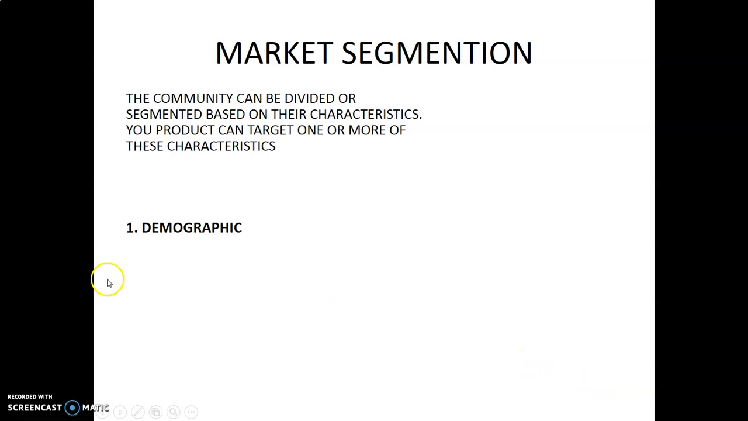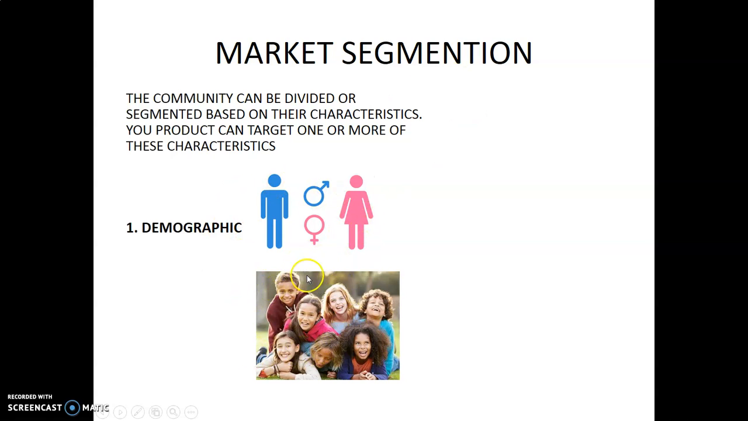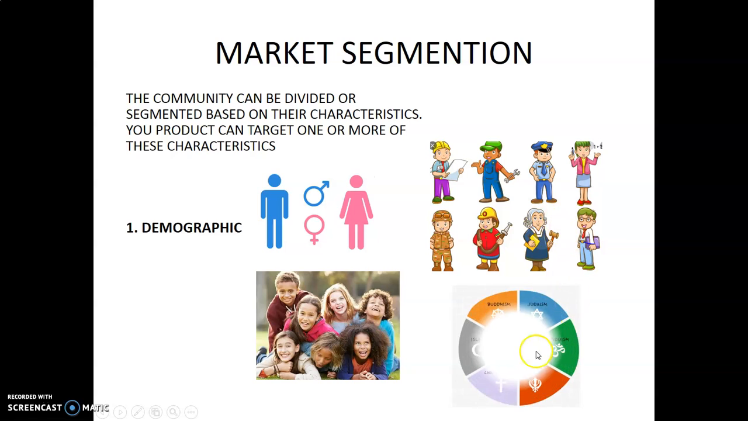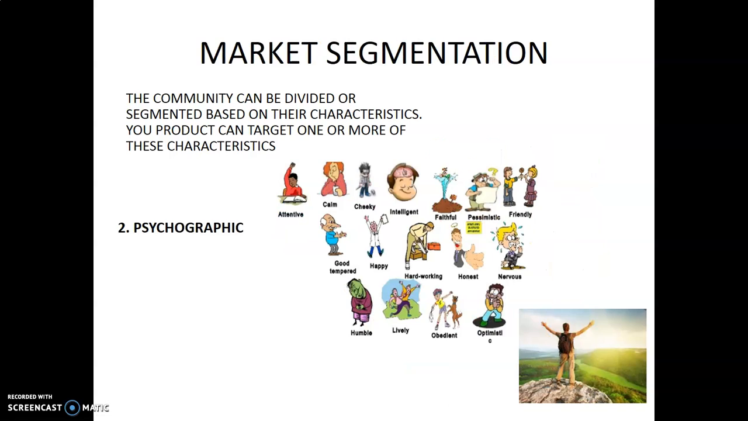First, you can divide the market based on demographic. It can be based on gender, male and female. It can be based on age group, young people, or occupation. Or it can be based on religion. That is what we call demographic. The second one is psychographic. Maybe it's about your mood or about your lifestyle. I love to travel alone. You know, look cool here. Or this is your emotion. Psychographic.